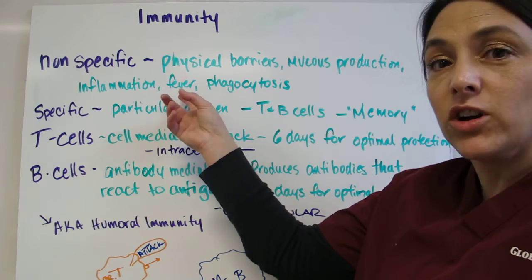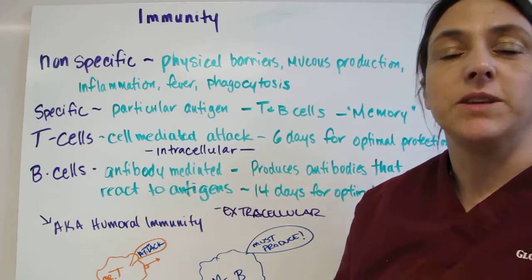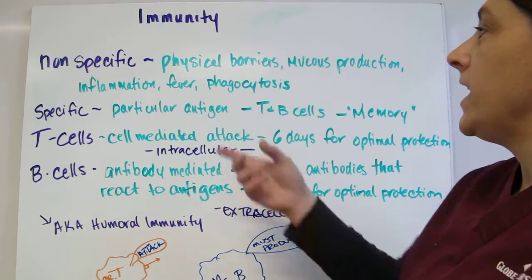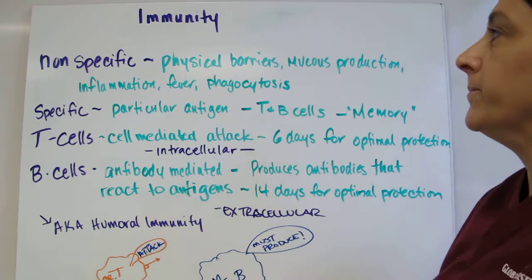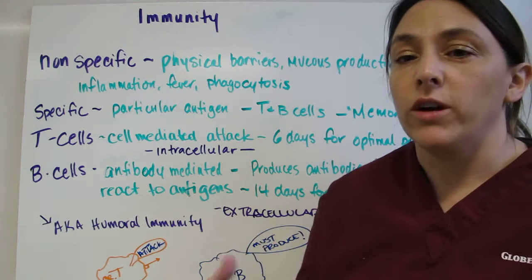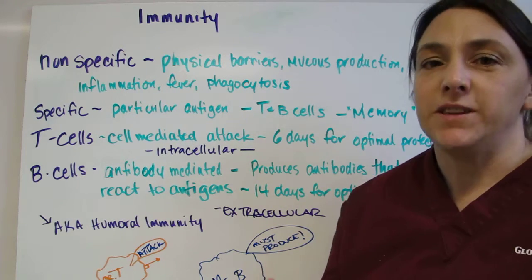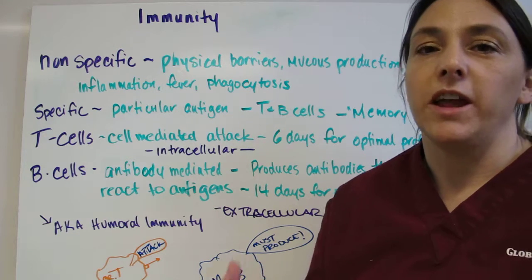We get fever. Fever helps to stimulate our immune system to help kill the virus or the bacteria that's in our body. And then we have phagocytosis, which is your cells that eat the microorganisms that have infiltrated your body. And then we have specific immunity. And basically, specific immunity is a particular antigen.